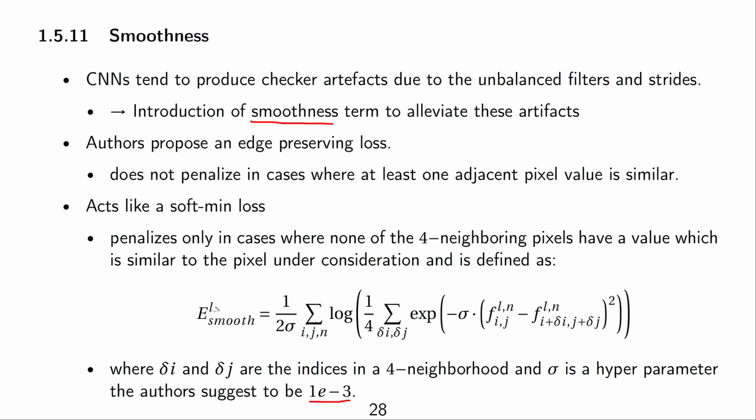Okay, so we have an energy that is computed for a particular layer L, and that's the smoothness energy. What we do is we sum over each pixel, that is over each spatial position i and j, and over each channel n, and for that particular pixel and channel, we compute this elaborate difference to the 4 neighbors. This difference is computed in such a manner that if the pixel has at least one similar neighbor, this will be a low value, but if all 4 neighbors are different, then this will be a higher value.